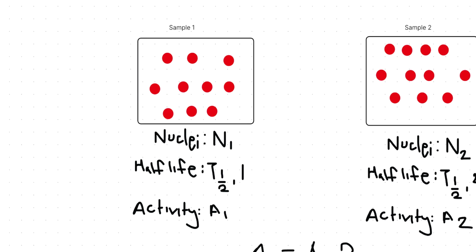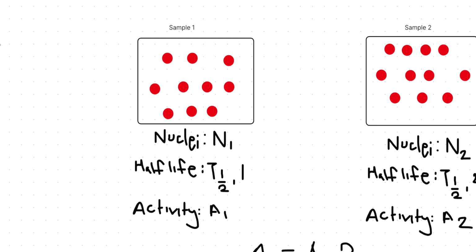Hi everyone, I'm gonna be doing question 4 of week 7B homework. Today we're looking at a problem about radioactive isotopes and also activity. And so the question is asking us: two samples contain different radioactive isotopes. So is it possible for these samples to have the same activity?